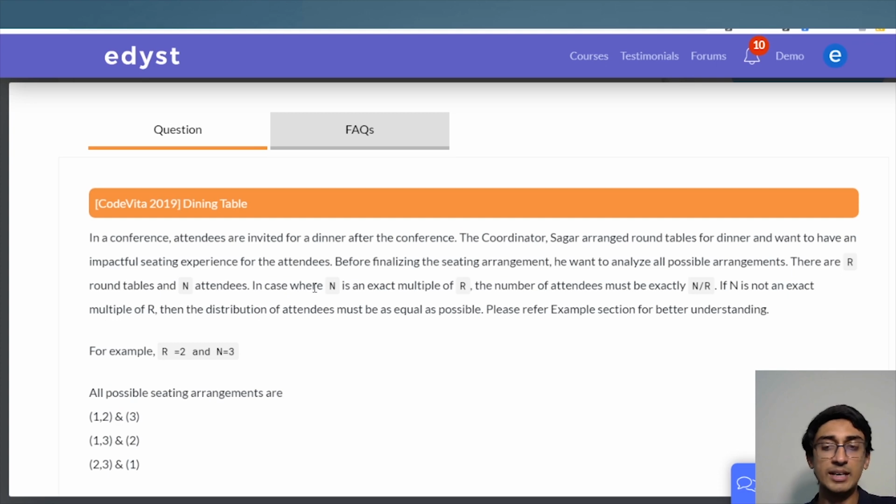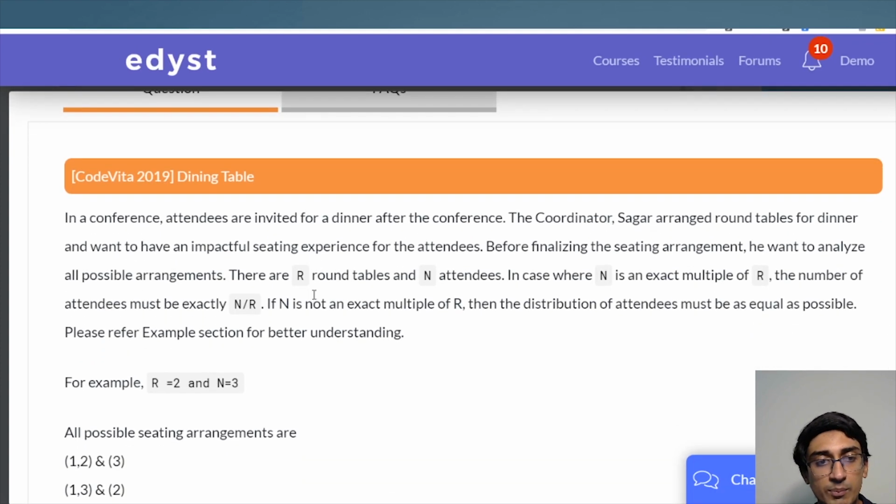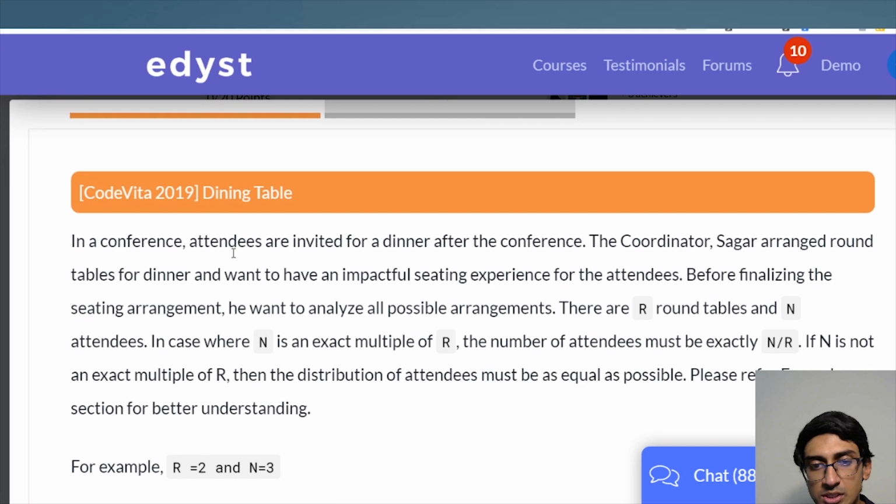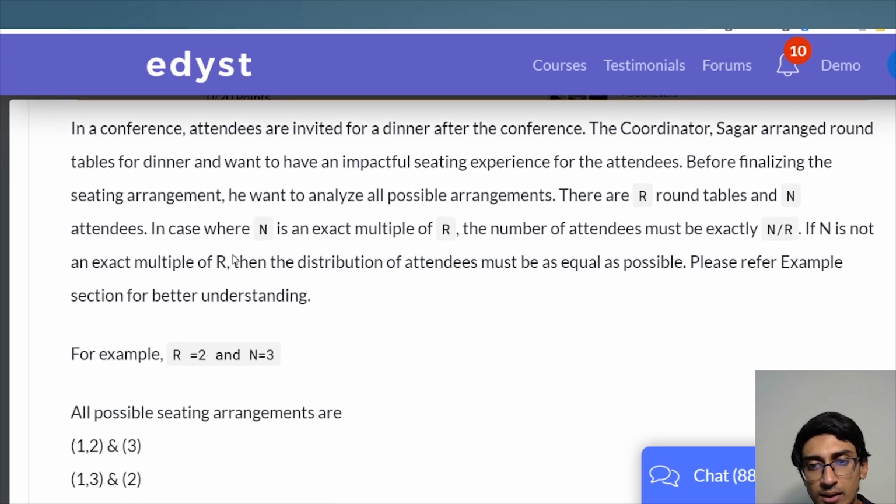So without further delay, let's actually get started on this question. In this question, there's a conference, and some people are invited to sit down for dinner. Just how you would in a conference make arrangements for how people sit down and have dinner. Now the question here is there are round tables, and they are round tables, so that's key.